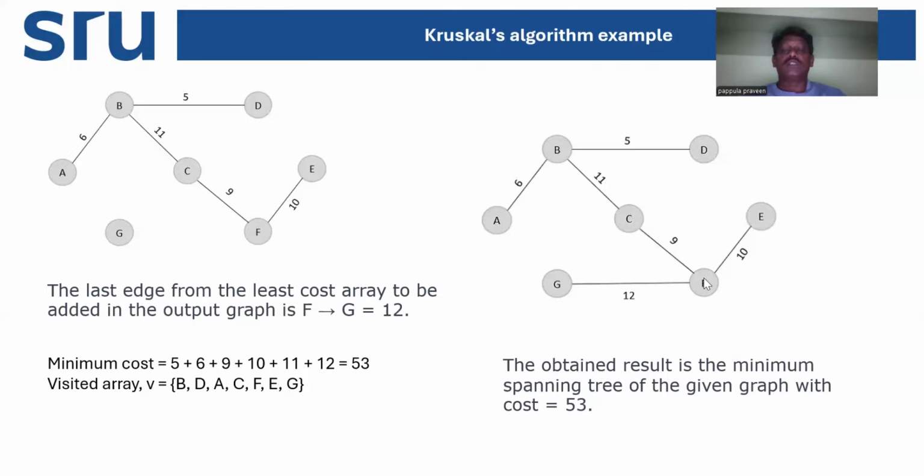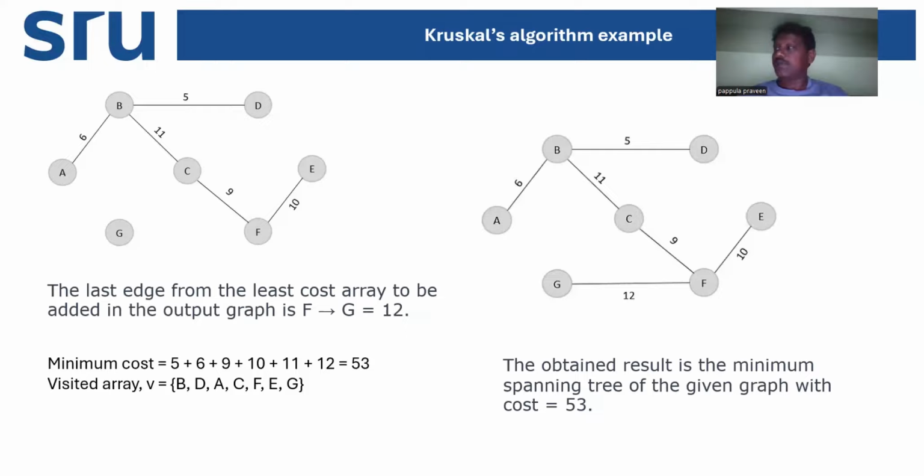Now the number of vertices here is 1, 2, 3, 4, 5, 6. The number of edges is 7, so 7 minus 1 is 6. In total, we cover all the vertices. It is a connected graph. It is a subgraph of the main graph. Okay, this is about Kruskal's algorithm.